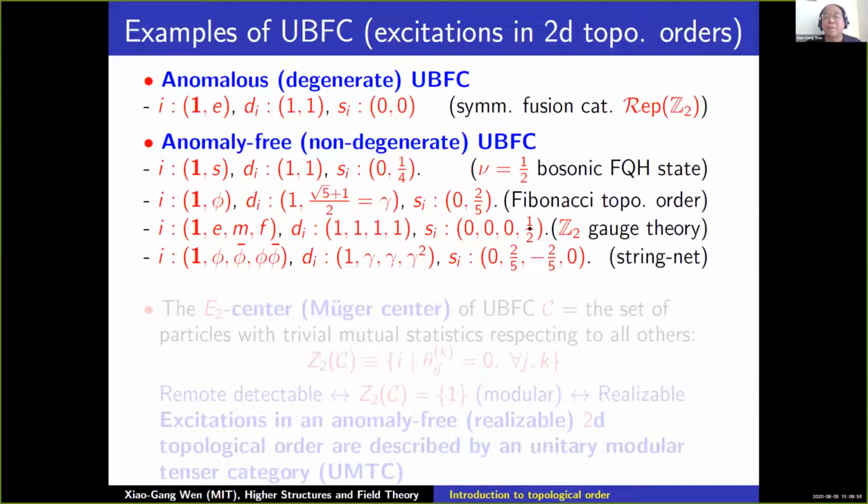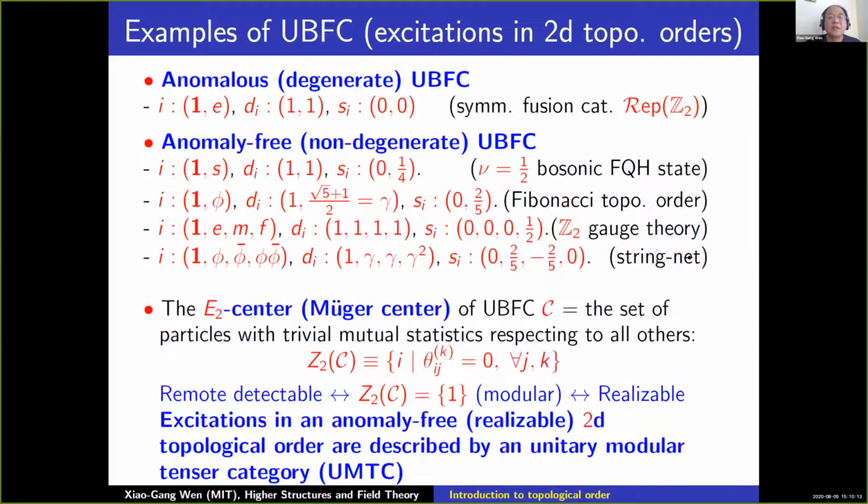And we have the one fermion, and we also discussed string-net. The string-net actually is a double Fibonacci. It's like a two-copy Fibonacci together, a Fibonacci and anti-Fibonacci. So this is like a double Fibonacci, the string-net example we discussed.